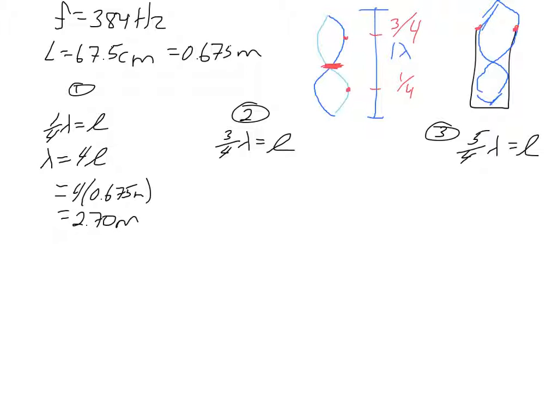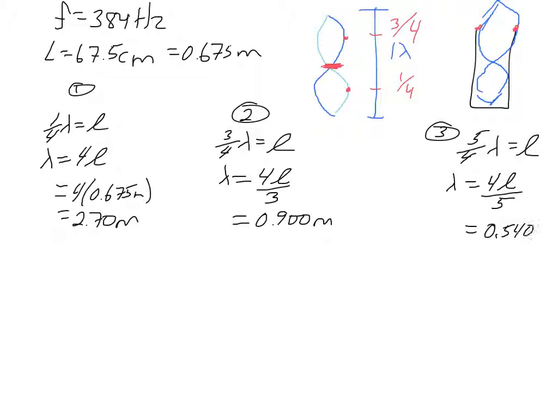In my second situation, again, I'm going to rearrange. That is going to get me 4 times the length divided by 3 is equal to my wavelength. So I'm going to do 4 times my length divided by 3, and that is going to get me 0.900 meters. And then my third case scenario, I'm going to get that my wavelength is equal to 4 times my length divided by 5, and that is going to give me an answer of 0.540 meters. So these are the 3 possible wavelengths that could be producing resonance, because this is where we would have an antinode at the end of our closed tube.